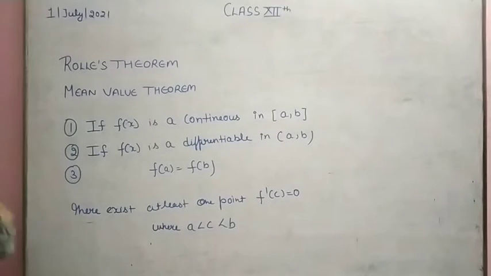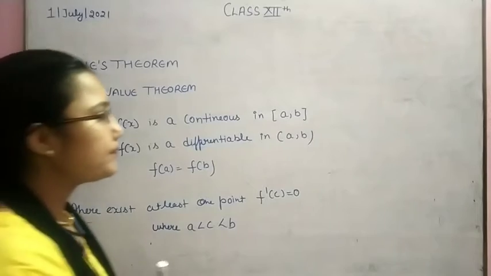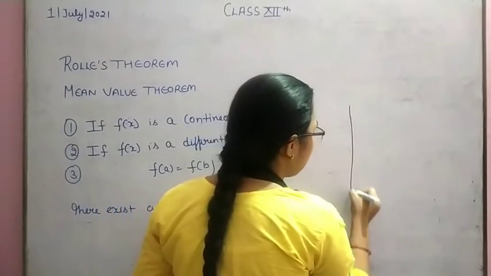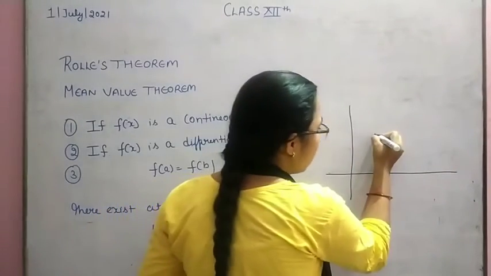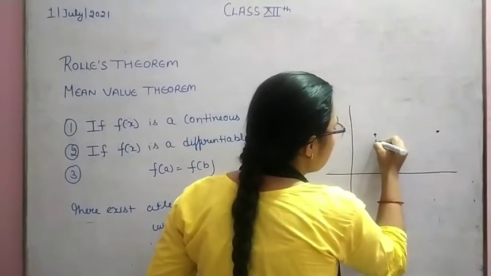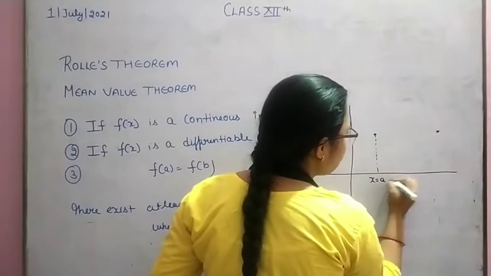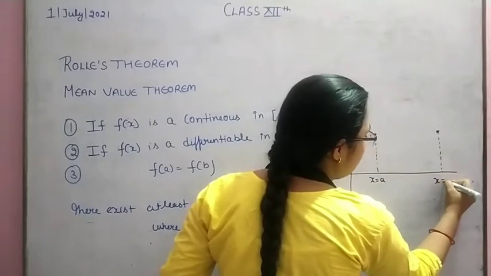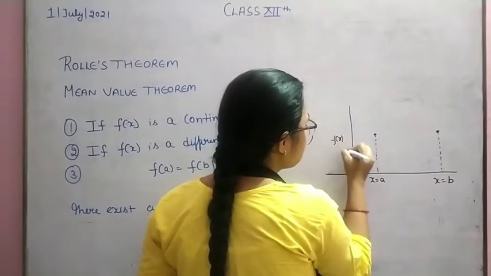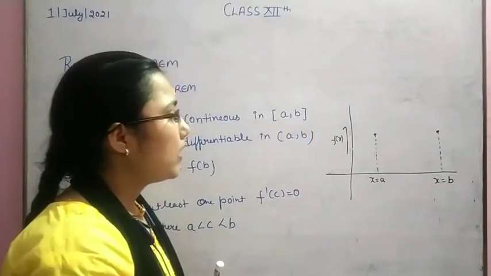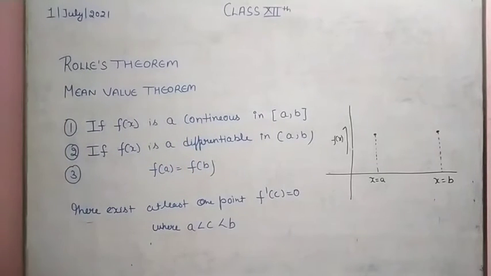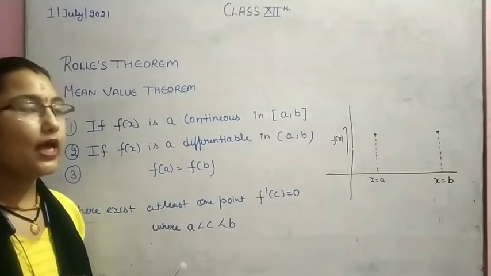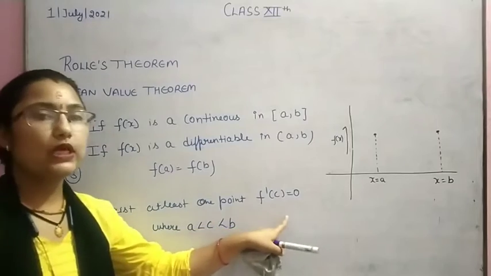Let us understand all these steps with the help of an example. Suppose we have drawn a graph. Let us take 2 points, at x equals a and at x equals b. This is f(x): the y-axis represents f(x) and the x-axis represents the different points. Now according to the statement, the function should be continuous, differentiable, and f(a) equals f(b). Then there exists a point where f'(c) equals 0.